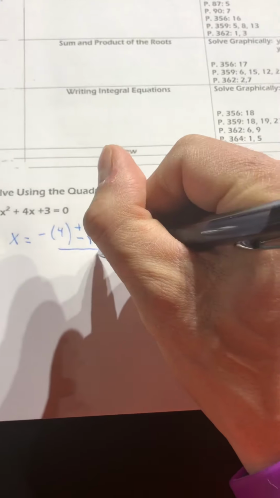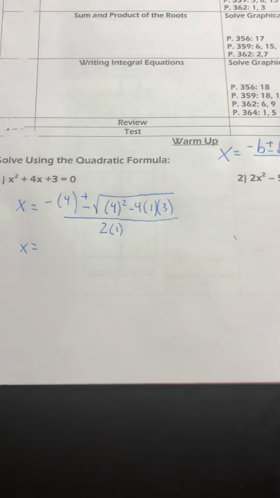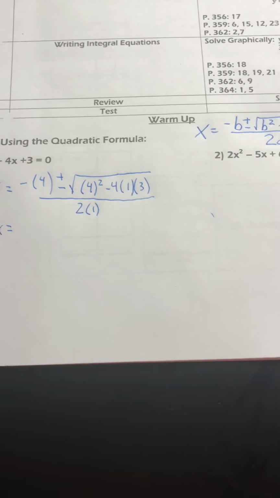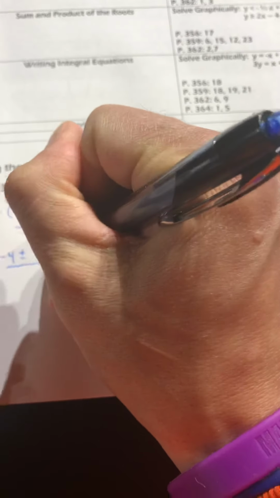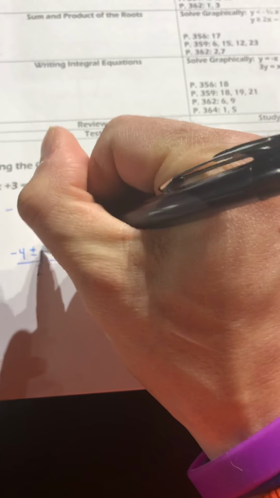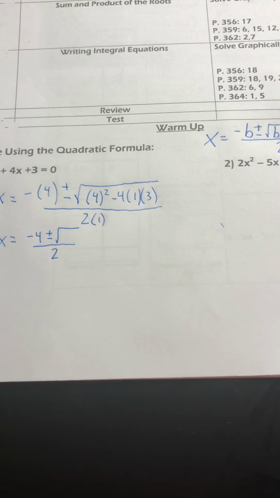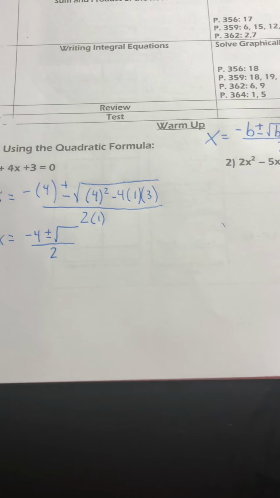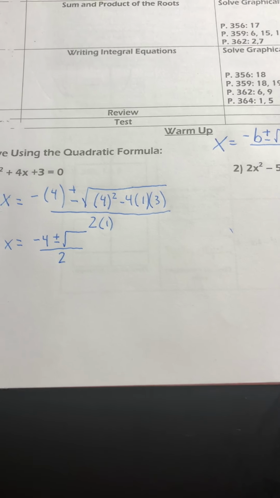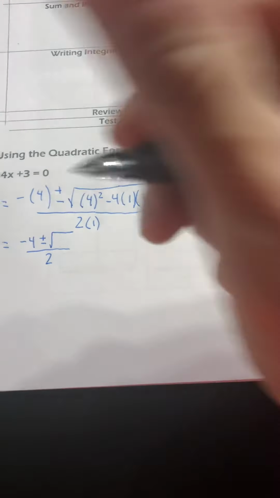So as we said, our a value is 1. So we're going to simplify this. And as we talked about last chapter, you can use your calculator. We have on the outside negative 4 plus or minus. On the bottom, 2 times 1, which is 2. You're going to use your calculator to simplify. So you have 4 squared, which is 16, minus 4 times 1 times 3. When you do that, the inside, you should get 4.